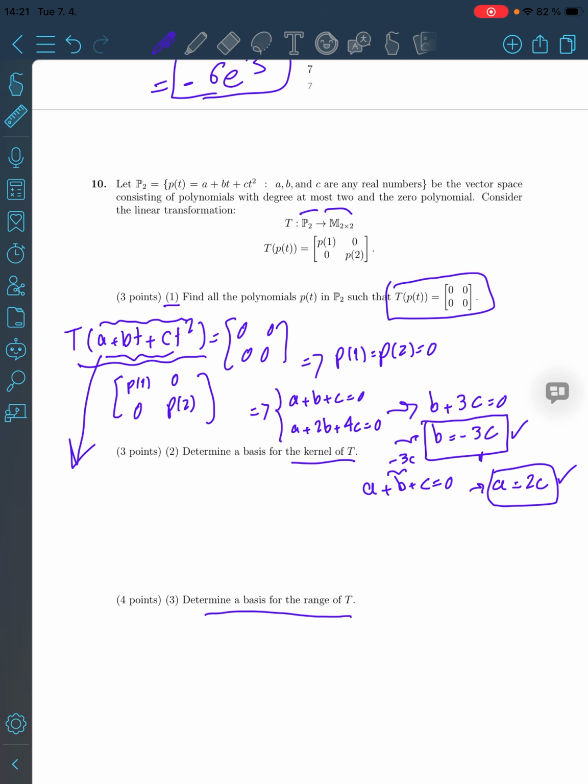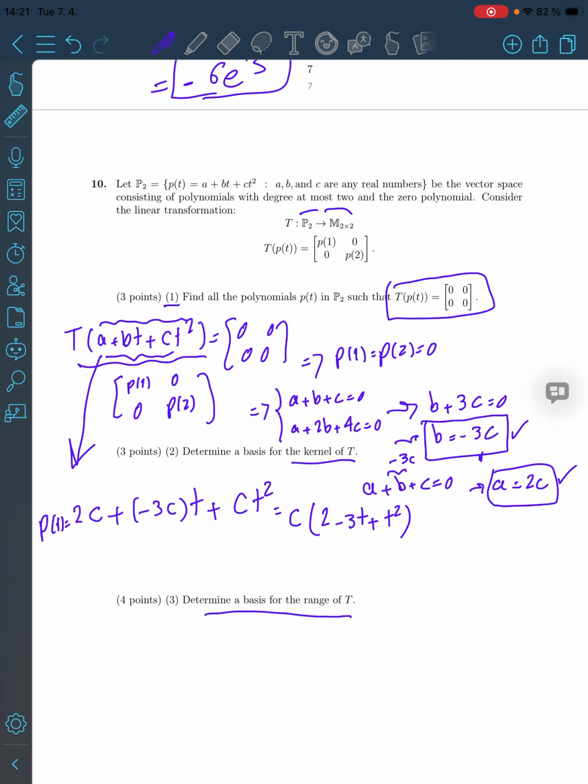Therefore, a is equal to 2c. Therefore, 2c plus b. What is b? b is -3c t plus c t squared. So this is basically your p of t here, and then you can also factor out c. So here you have 2 minus 3t, and then here t squared.